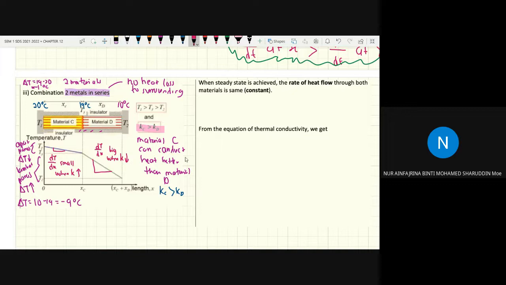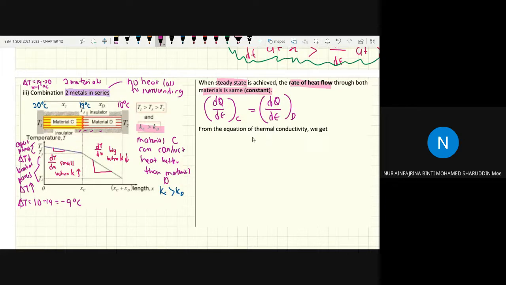And awak akan kata, tengok dia cakap, when steady state is achieved, okay? Contohnya, bila dah capai thermal equilibrium, rate of heat flow through both material is the same, constant. So maksudnya sebab dia orang melekat together. Jadi, dia punya rate of heat flow tu adalah sama. So maksudnya, dQ/dt of material C ini sama je dengan dQ/dt of material D. Sebab apa dia sama? Sebab rate of heat flow dia memang dah constant.